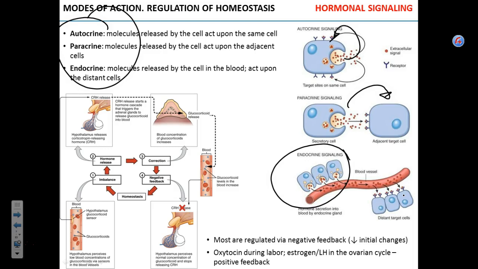Okay? They release hormones, hormones go into the bloodstream and they are delivered to the target cells. Do you understand the difference between these three? Questions? Don't hesitate to ask me questions. Don't hesitate to slow me down. Don't hesitate to interrupt me. Okay?